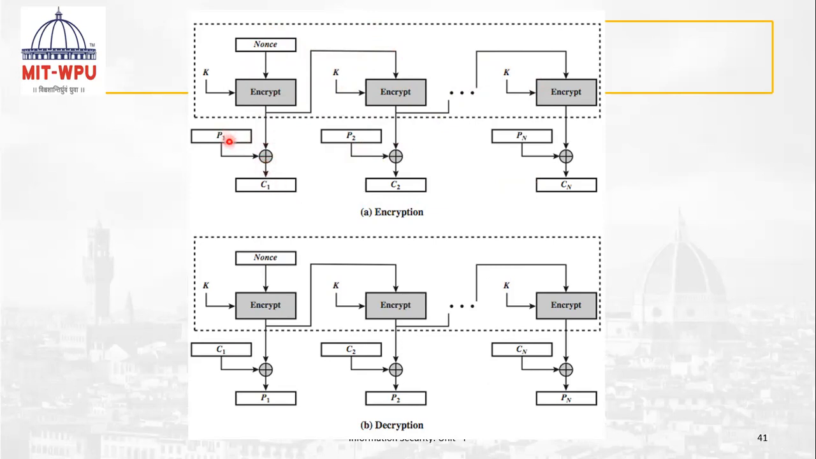So if you XOR the plain text with the output of whatever encryption you're doing here, it will create a ciphertext. Another advantage with this is the same process you can use for the decryption. You just have to change the ciphertext input at the time of decryption. So the process is exactly the same, only P1 and C1 are changing their positions. Here C1 will be created from P1 and here P1 will be created from C1. So this is the difference between encryption and decryption.